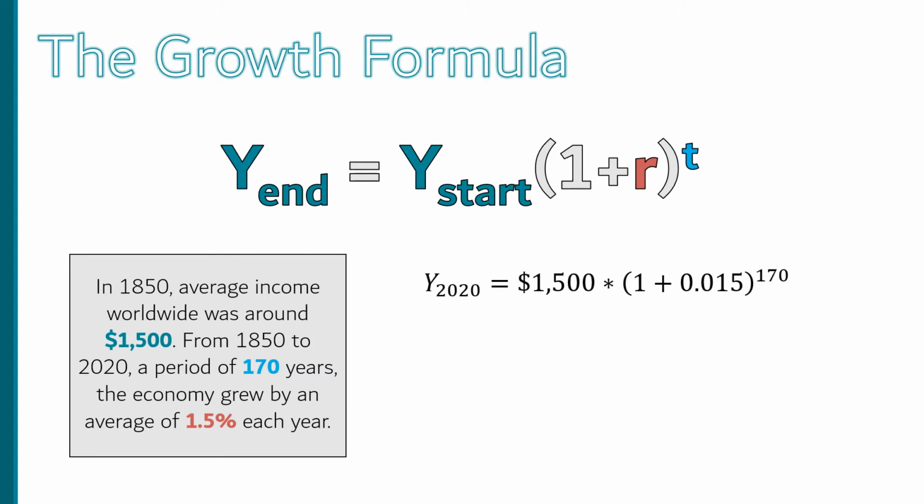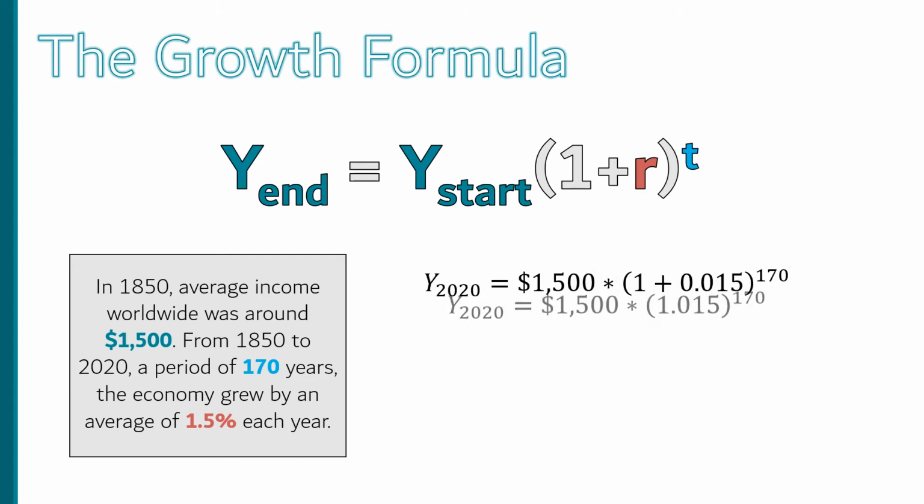Y start, or our initial income, is $1,500. The rate of growth is 1.5%. Remember, 1.5% is in percentage form, but for an equation, we need to put it in decimal form, which is 0.015. You just move that decimal place over to the left twice to go from percentage form to decimal form. And lastly, our time period is 170 years. So we put in 170 for t.